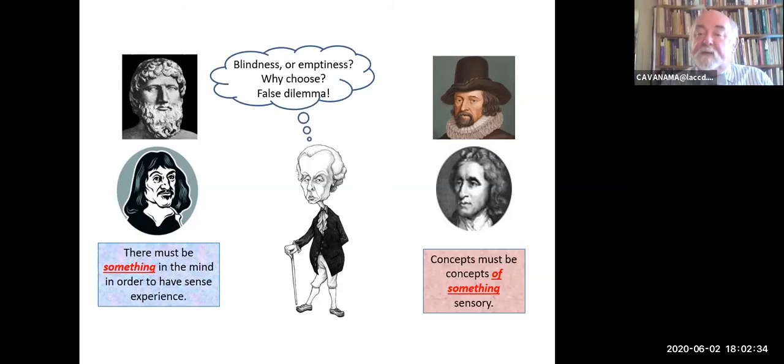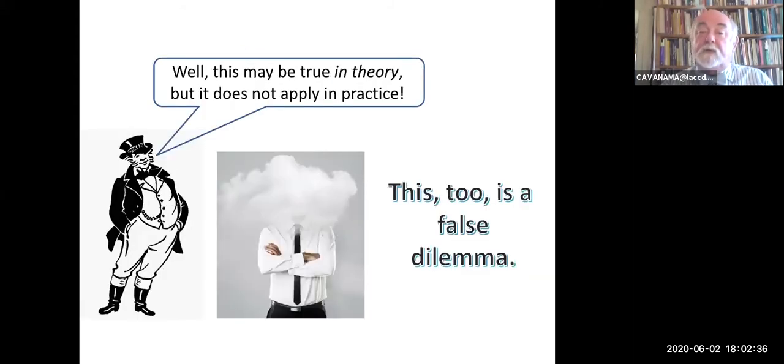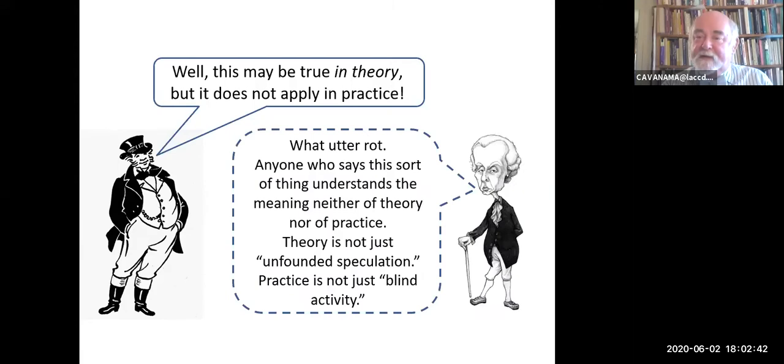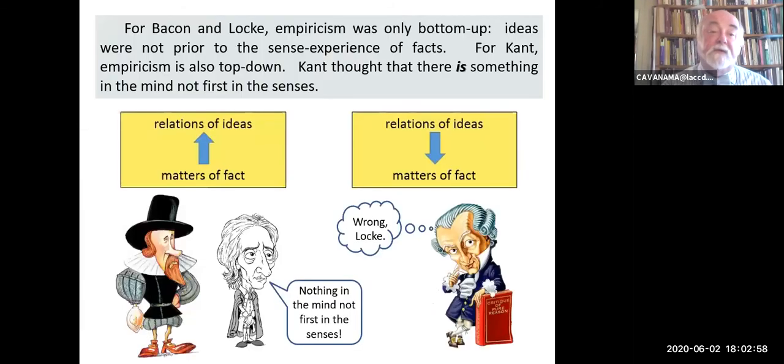We all know such people. They were around in Kant's world too. It was a false dilemma then. It's a false dilemma now. Kant thought this was just stupid to say something like this. It's utter rot. Anybody who says this doesn't understand what theory is or what practice is. Theory isn't just unfounded, woolly-headed speculation. Practice isn't just blind activity. It's always activity guided by certain goals, certain insights, certain wants and desires, and so forth.